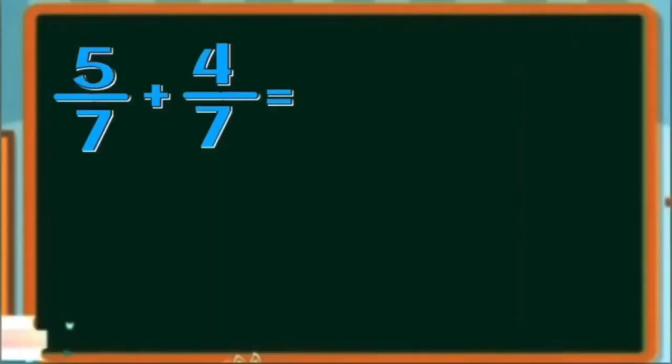Another example, we have 5/7 plus 4/7. Again, first step, add all the numerators. We have 5 plus 4 is equal to 9. Then, copy the common denominator, which is 7. And that makes it into 9/7.